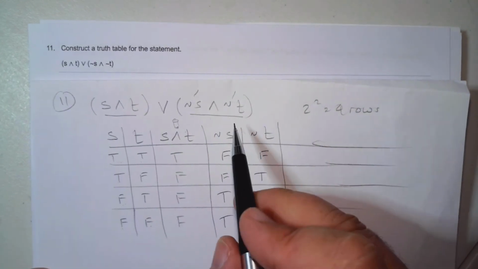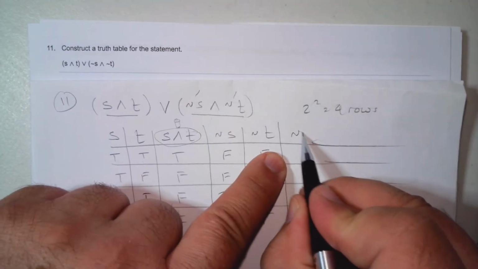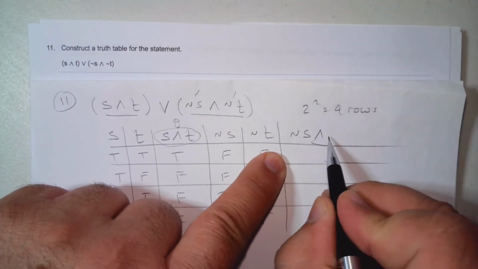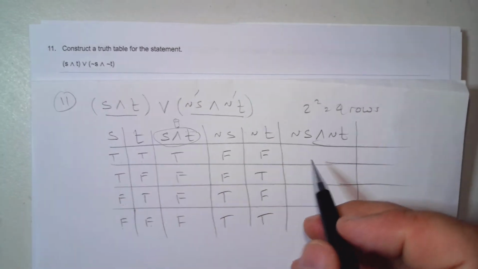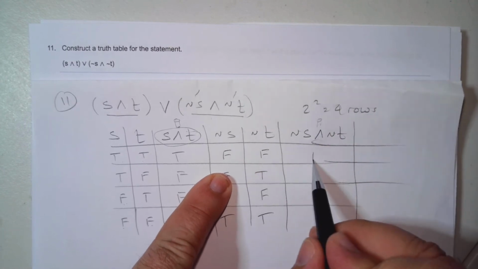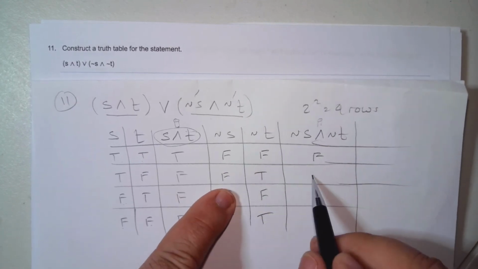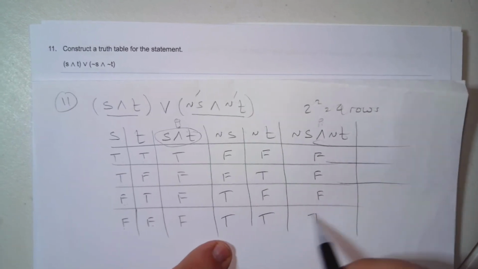So, we have the first parenthesis. Now we have to create the second parenthesis. Not S, and not T. This is a single pipe, so both closed, no water. One's closed, no water. One's closed, no water. They're both open.